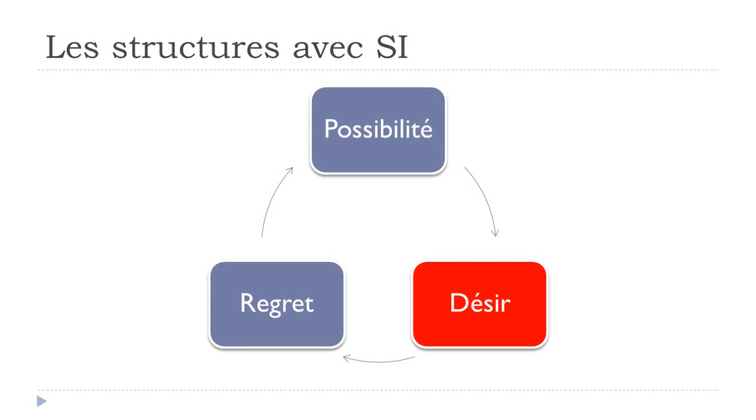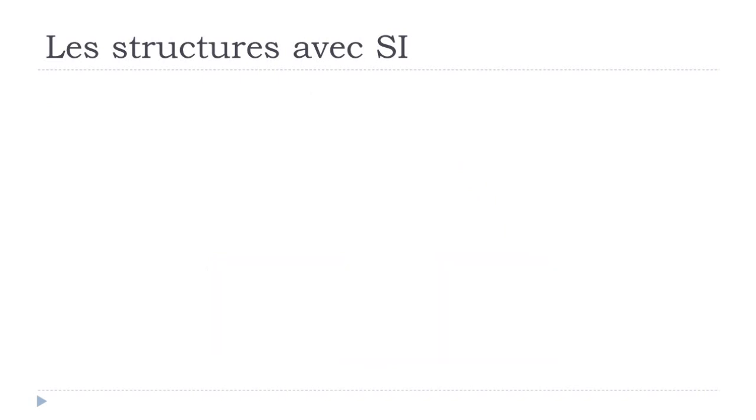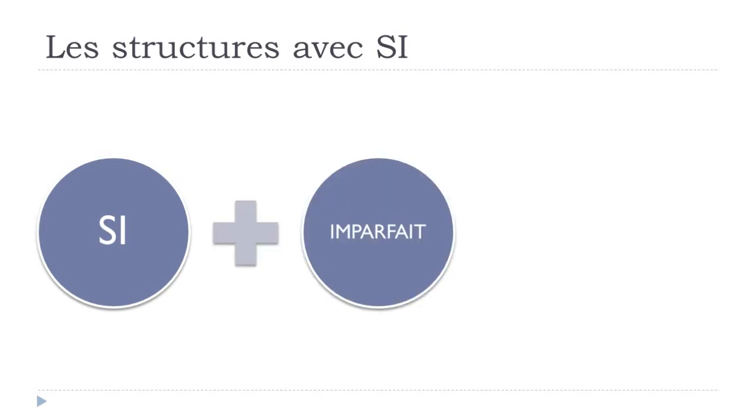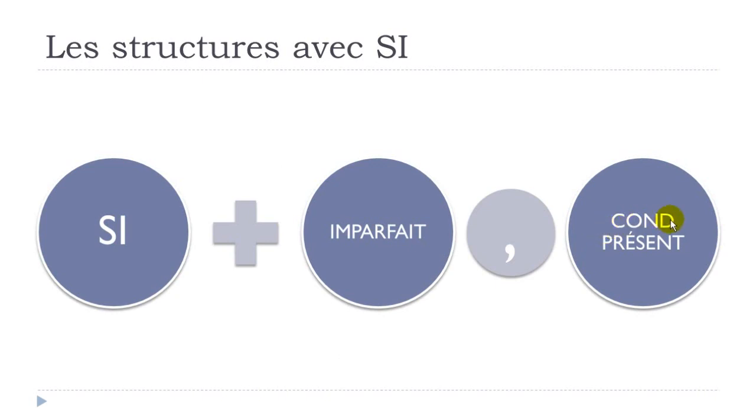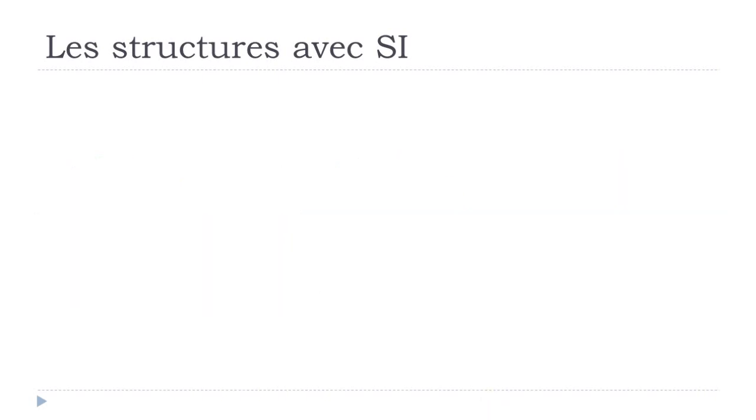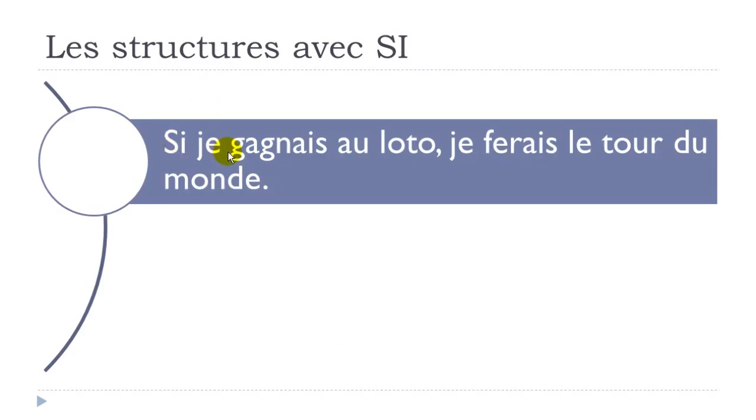Second category, if you want to express the desire, le désir. And then normally we will use si avec l'imparfait, and it should be followed by le conditionnel présent. Okay? Donc si plus imparfait, and then conditionnel présent. Let's take one example here. Si je gagnais au loto, je ferais le tour du monde. Si je gagnais, gagner is to win, au loto, je ferais, it's the conditional form of to do, faire, okay, so I would do, okay, le tour du monde.